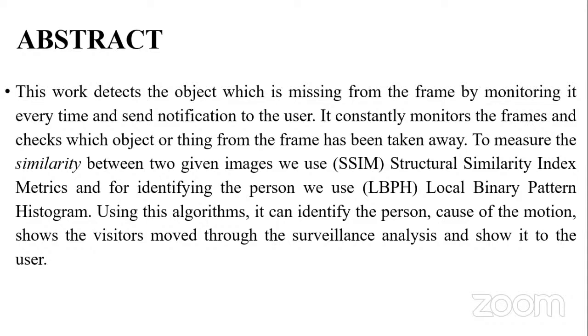If any person is entering a particular room, it will detect that the person is entering the room and send a notification with their photo to the user via email. And the fifth feature is the missing object. It will detect that an object is taken from the surveillance frame, and it will send the particular image to the user saying that this object is missing from the frame.